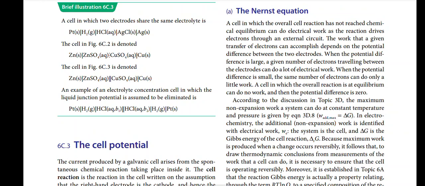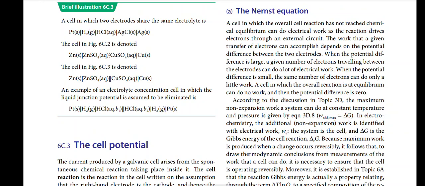According to the discussion in topic 3D, the maximum non-expansion work a system can do at constant temperature and pressure is given by equation 3D.8. In electrochemistry, the additional non-expansion work is identified with electrical work, We. The system is the cell and delta G is the Gibbs energy of the cell reaction. Because maximum work is produced when a change occurs reversibly, it follows that to draw thermodynamic conclusions from measurements of the work that a cell can do, it is necessary to ensure that the cell is operating reversibly.